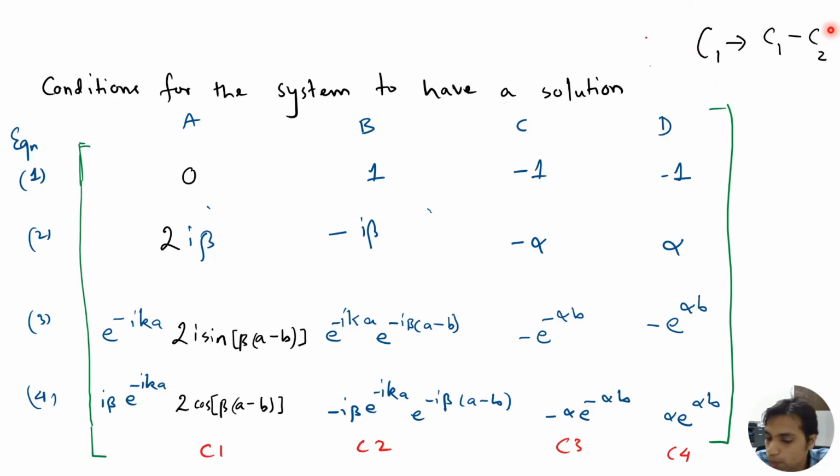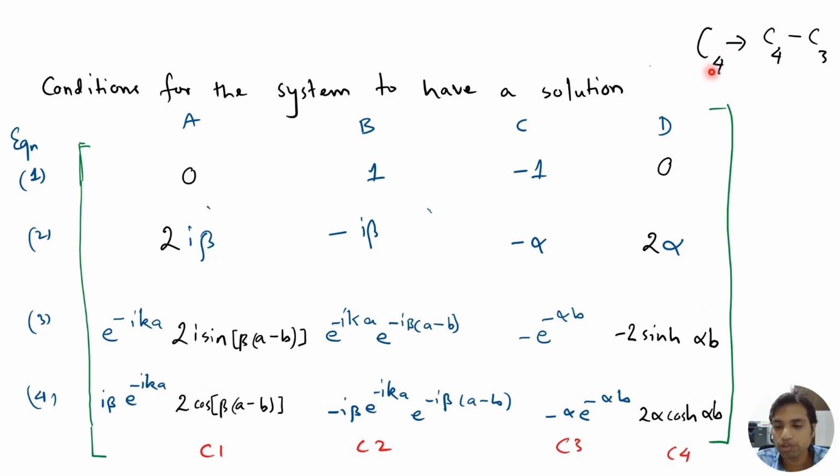This is called a column operation. Once we do this column operation, we will get this. Similarly, we do two more column operations. C4 we will replace with C4 minus C3. So here we get 0, 2 alpha, minus 2 sine hyperbolic alpha beta.